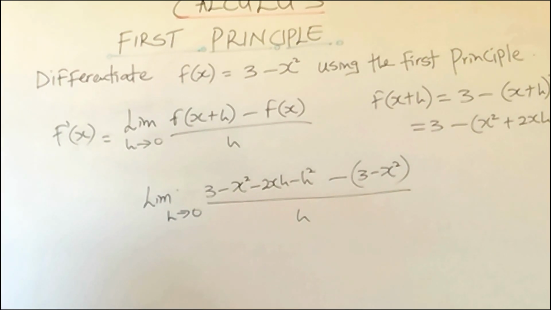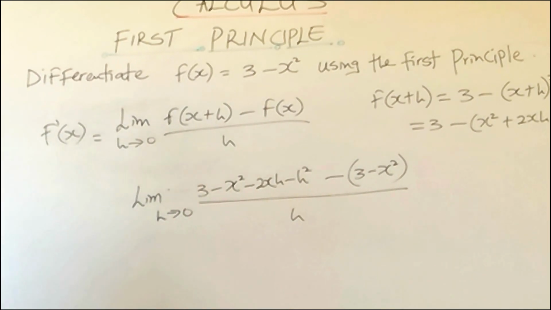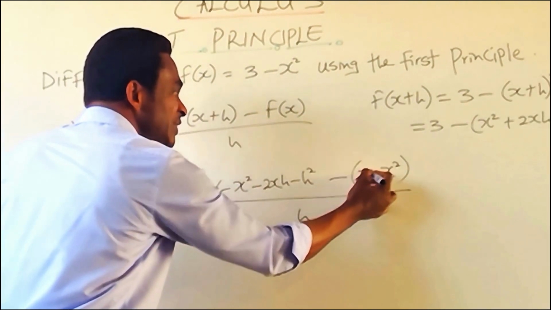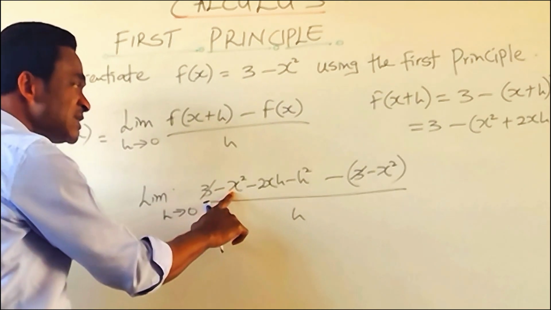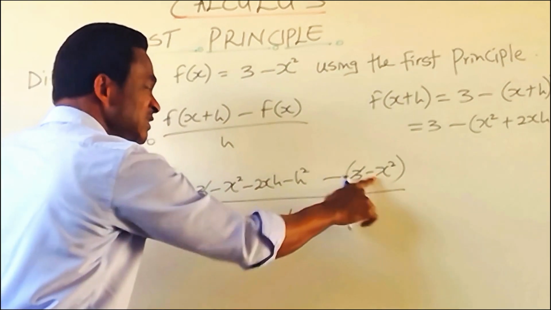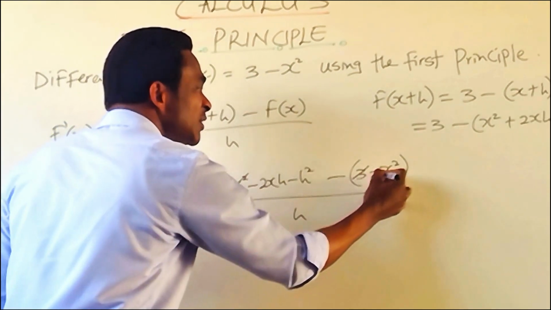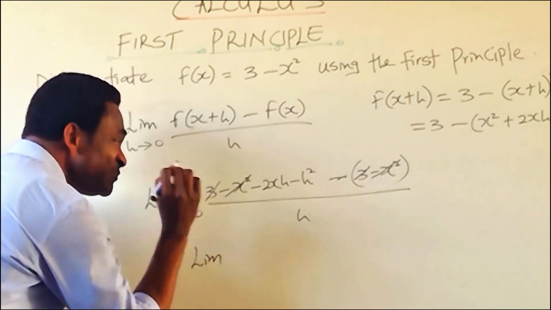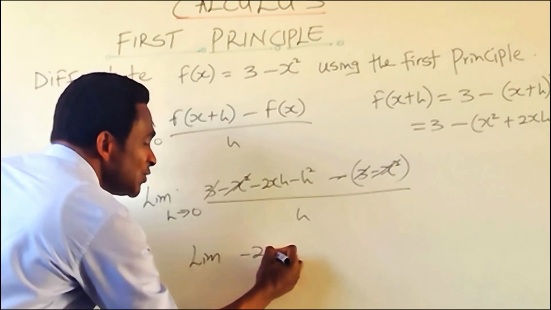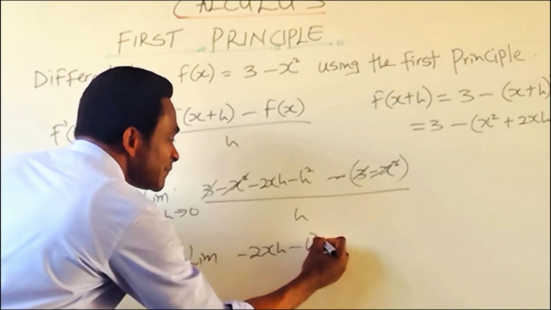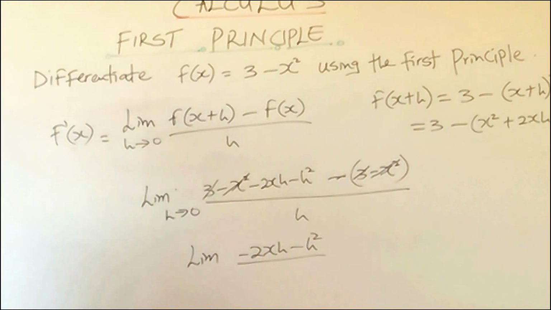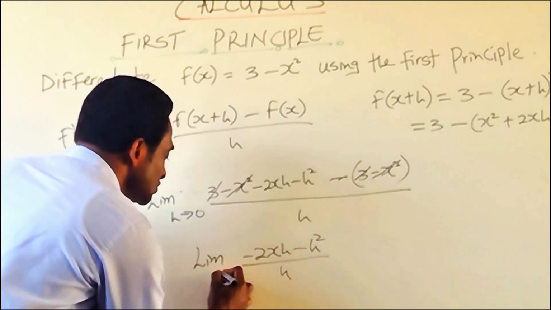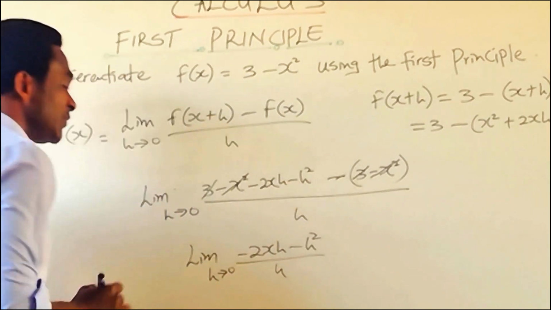Now, you have substituted everything. The only thing that is left is for us to simplify. Now, let's look at this. 3 minus 3 gone. Negative x squared, minus minus is plus, so negative x squared plus x squared gone. We are left with the rest over h. Remember, you keep the notation until you have substituted the value to which h tends to. So as h tends to 0.